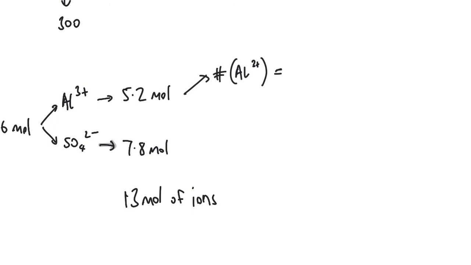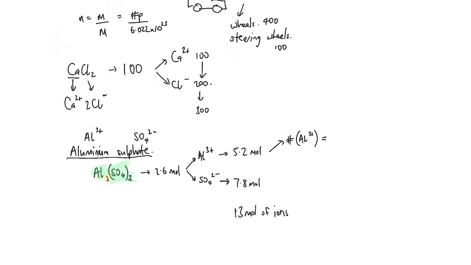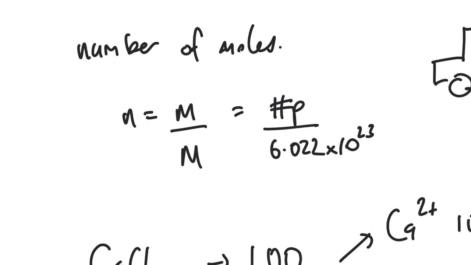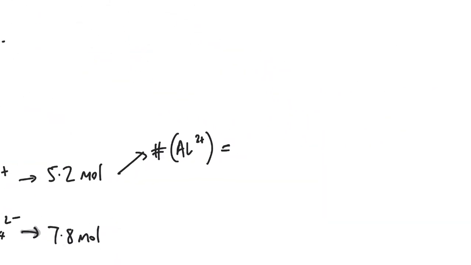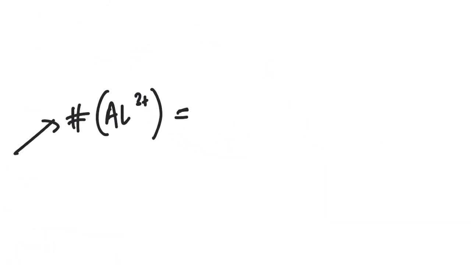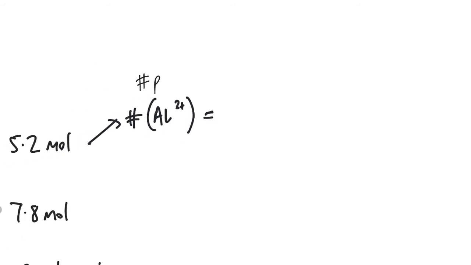How do I get the number of particles? Remember from the one before. The number of particles is equal to the number of moles times what? Avogadro's number. Are we happy that we can rearrange this equation? Then tell me what that equation is rearranged when this is the number of particles. What times Avogadro's number?